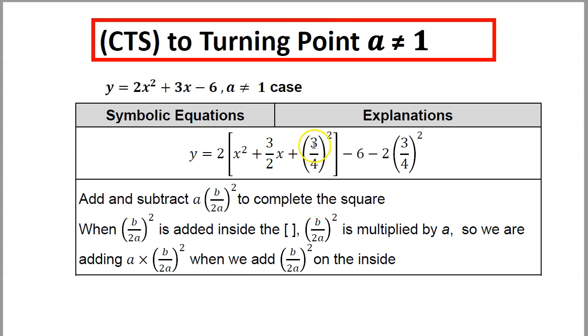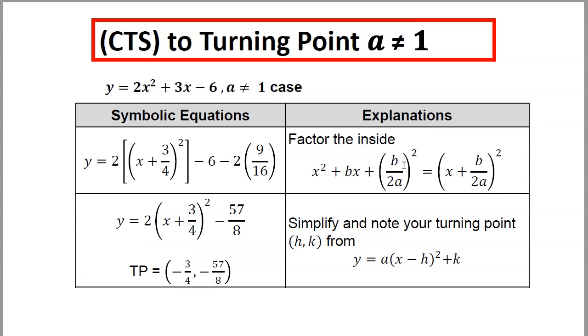So now we'll add 3 over 4 squared on the inside, and we need to also subtract it. But remember, we're really adding in 2 times 3 over 4 quantity squared. So we need to subtract 2 times 3 over 4 quantity squared on the outside of our brackets.